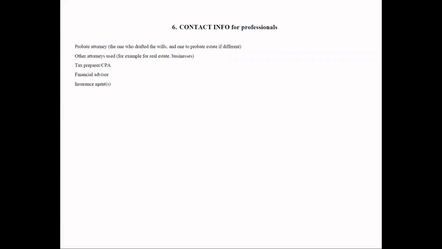Financial advisor, if you have one. If you don't have one, you may want to have one listed for your surviving spouse if they feel they need one. And any kind of insurance agents. Is there anything I left off this list as far as contact information for professionals?